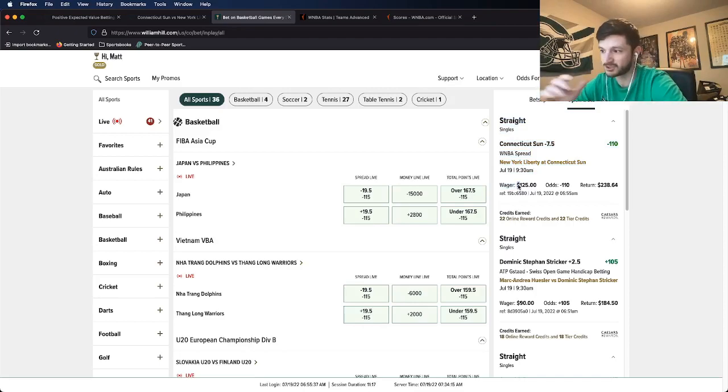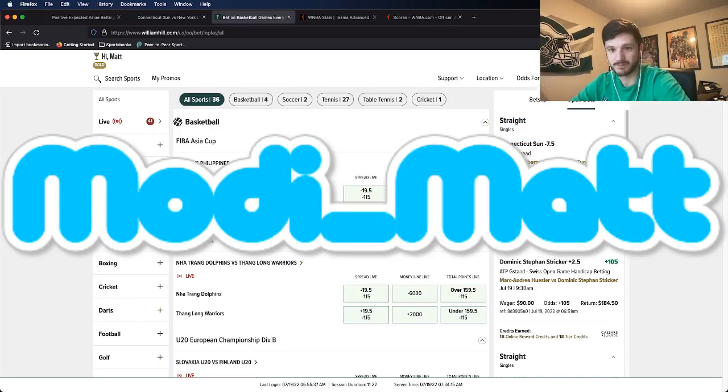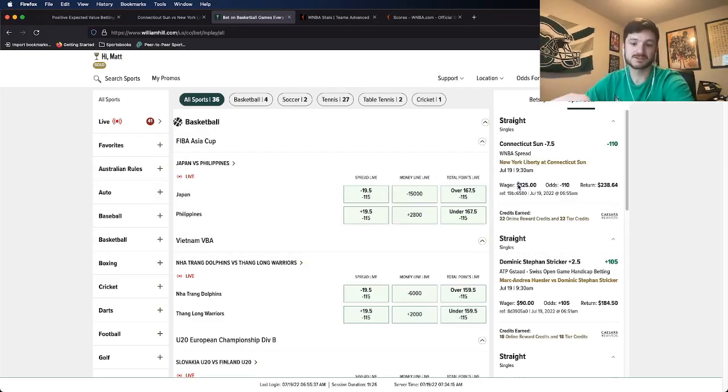That's going to be my official WNBA bet today. Make sure to follow me on Twitter at @Modi_Matt as I post more plays throughout the day. But for now, this is going to be it. So I definitely recommend taking this one. Put the full 5-unit, whatever your 5-unit max is, on the Sun -7.5.